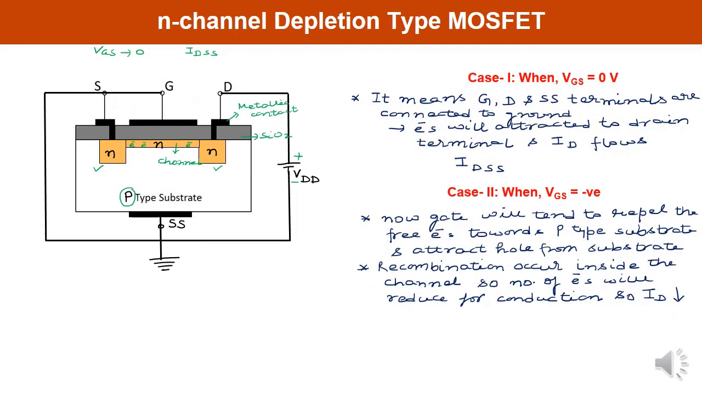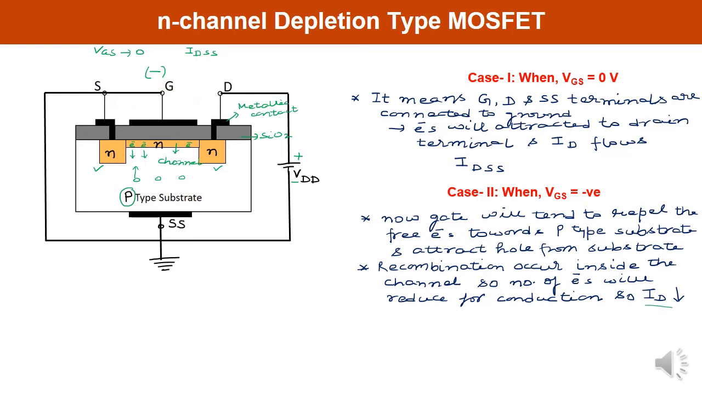Second case, when the gate terminal is negative. What will happen? The electrons present in the channel will be repelled because of the negative potential, but at the same time the holes present in the substrate will be attracted towards the gate terminal. It means recombination will occur. When recombination occurs inside the channel, the free electrons available for conduction at the drain are reduced. It means in this case the drain current decreases.